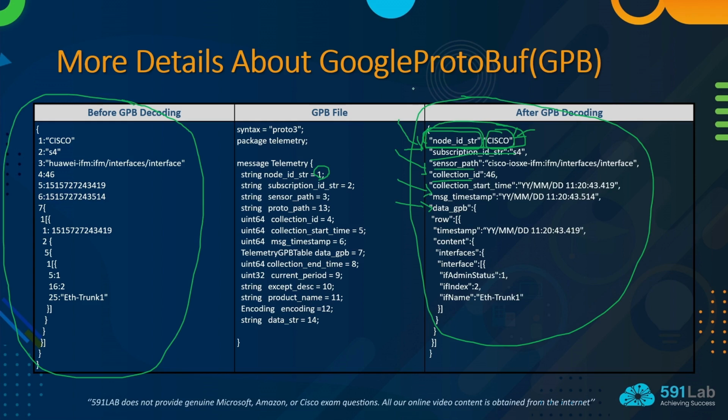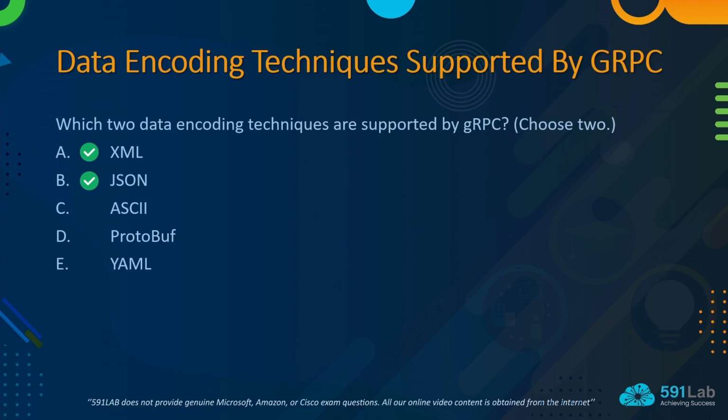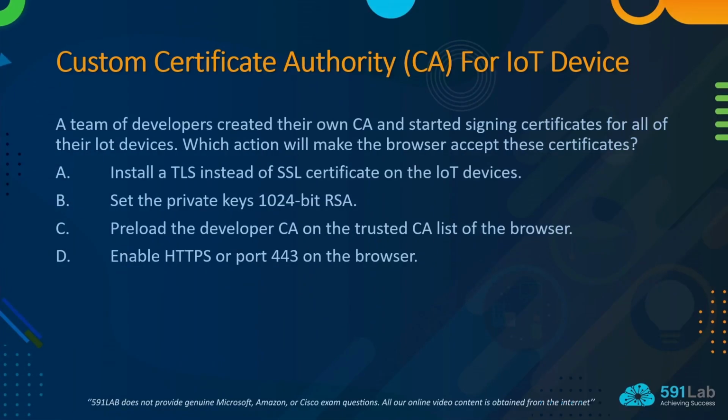Using this method, Google protobuf can save bandwidth, and Google protobuf uses HTTP/2. That means it can transmit the data in binary. So this is a good technology, I think. Okay. So the correct answer of this question is A, XML, and B, JSON. Okay, let's look at the second one.